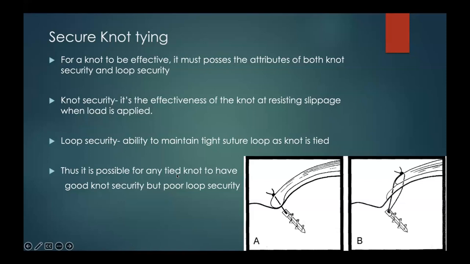Thus, it is possible for any tied knot to have good knot security but poor loop security, as shown in the adjoining image. A tight suture loop holds the soft tissue tightly opposed to the prepared bone bed in figure A, whereas in figure B, a loose loop allows that soft tissue to pull away from the prepared bone bed, regardless of how securely the knot may be tied.